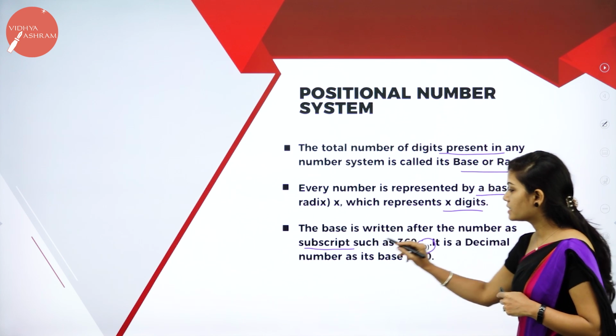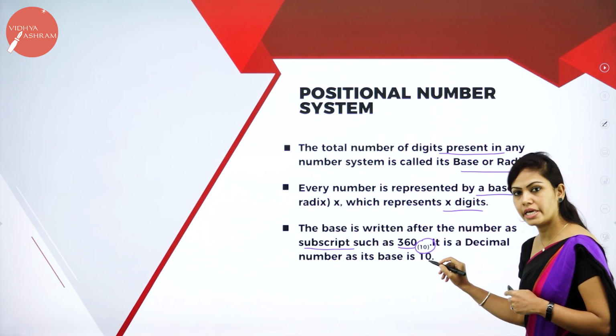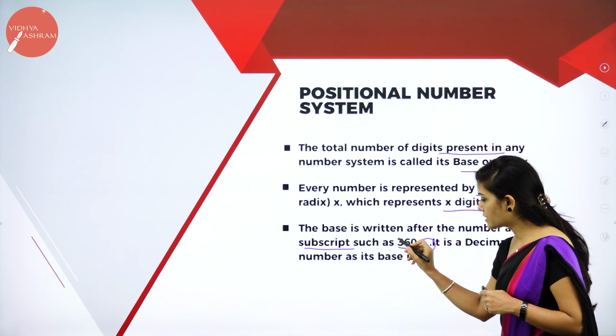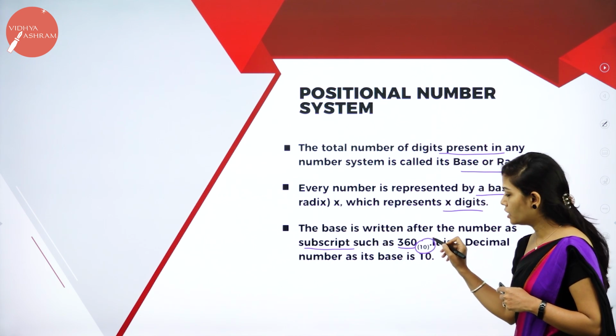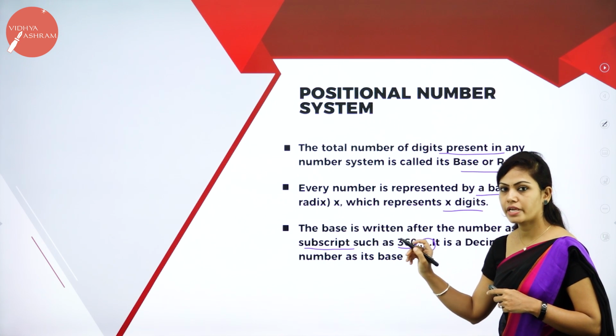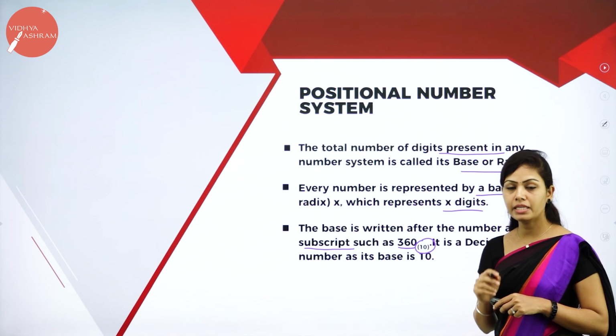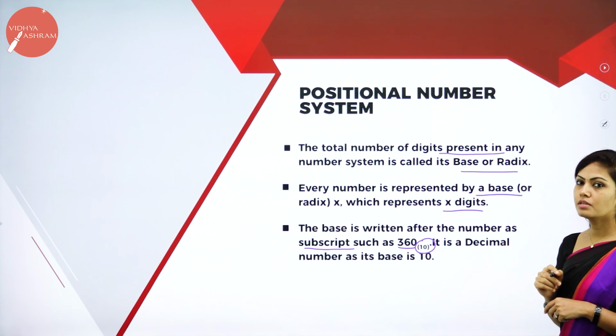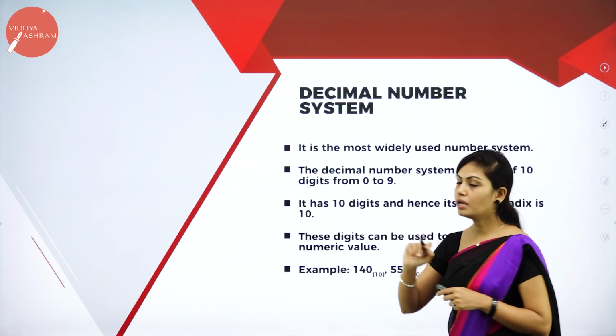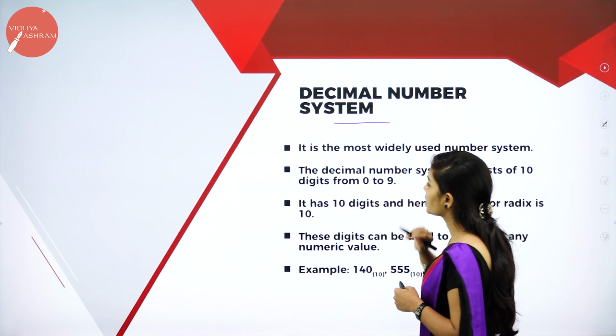It is a decimal number as its base is 10. Here we have one decimal value, 360 to the base 10. Base 10 means we can represent it as decimal number system. Next I will explain the types of number system. So the first type is decimal number system.